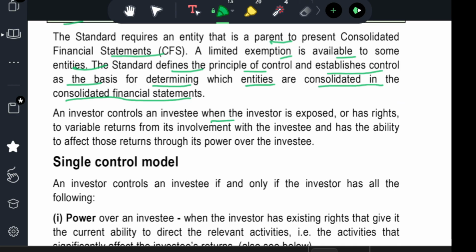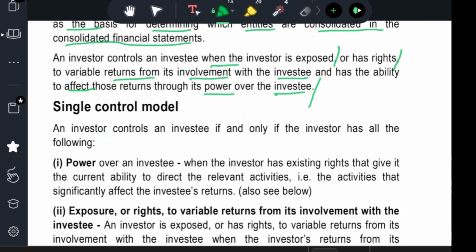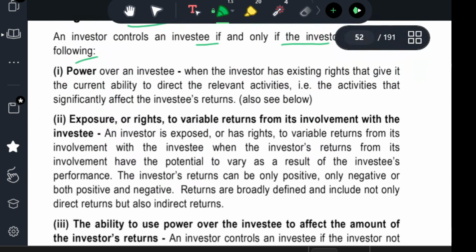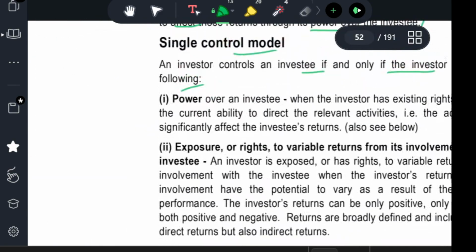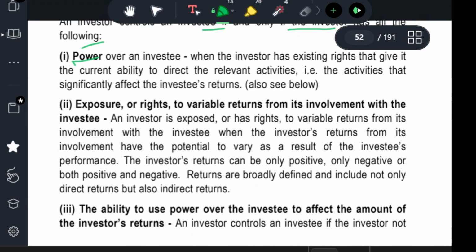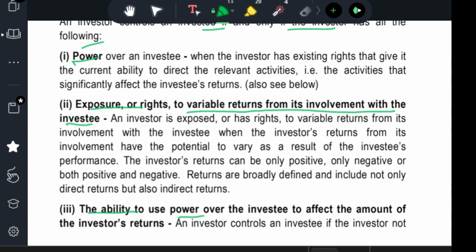The investor controls the investee when the investor is exposed, or has rights, to variable returns from its involvement with the investee and has the ability to affect those returns through its power over the investee. So somehow I control them, then I am the parent. Investor controls the investee if and only if the investor has all the following three things. What are the three things? Power, exposure or rights to variable return from its involvement with the investee, and the ability to use power over the investee to affect the amount of investor return.